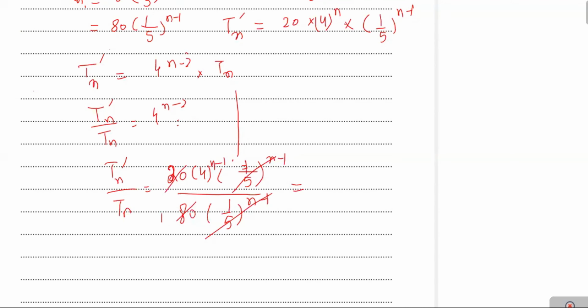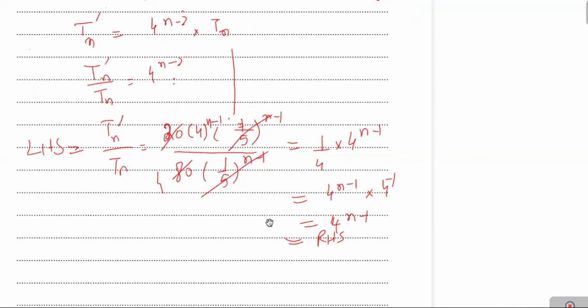Now 20 times 4 is 80. We can write 1 over 4 into 4 power n minus 1. That value becomes 4 power n minus 1 into 4 power 1 minus 1. That's equal to 4 power n minus 2. And that's equal to the right hand side. And this left hand side will be equal to the right hand side, and it is the proof.